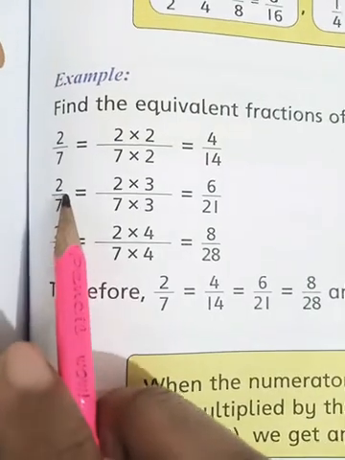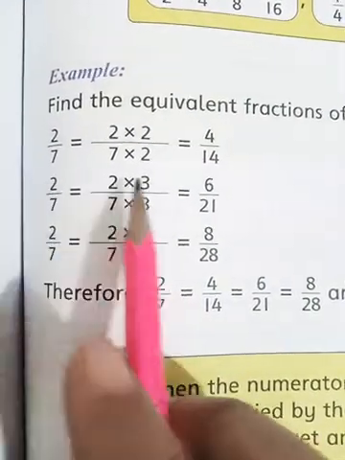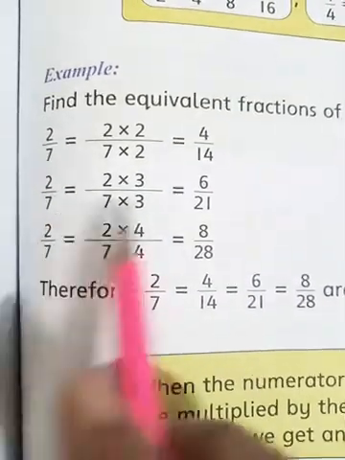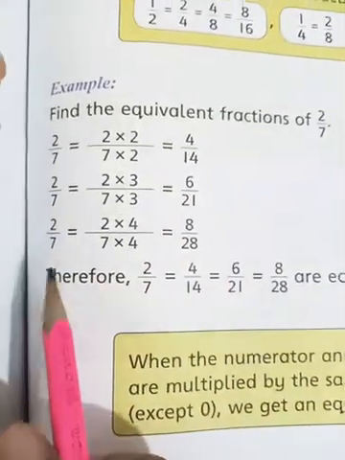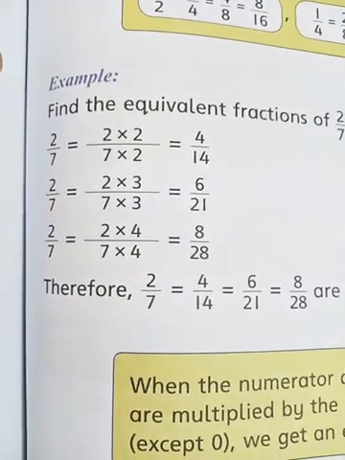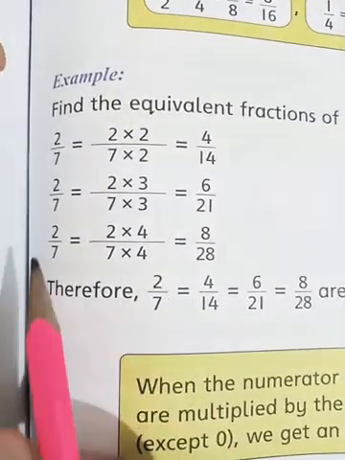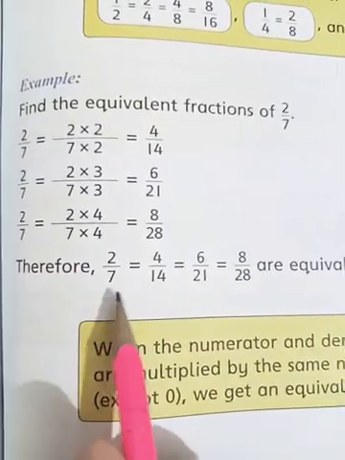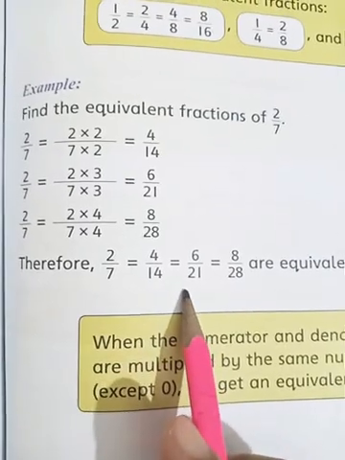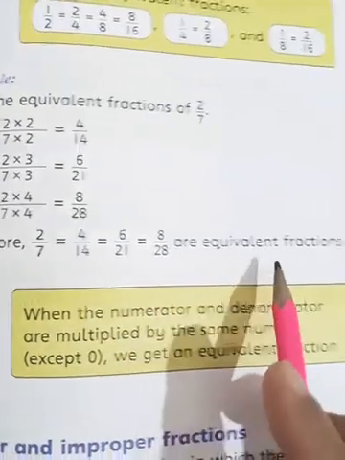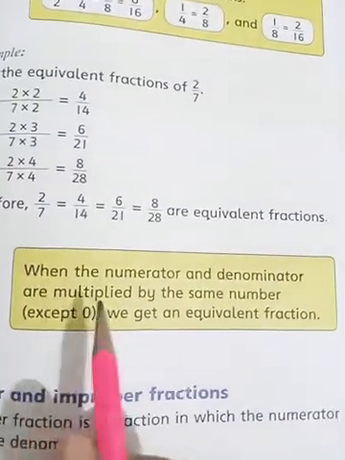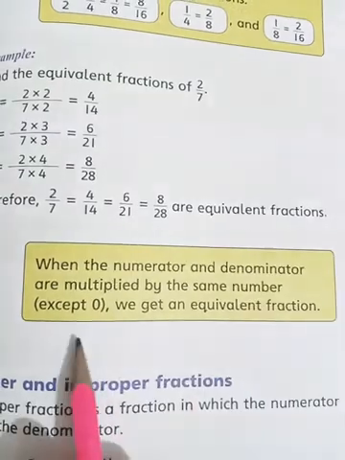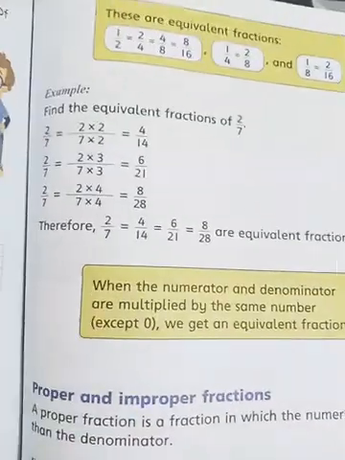Now at this time they have multiplied 2 and 7 with 3. 2 multiplied by 3 is 6 and 7 multiplied by 3 is 21. Again 2 upon 7 and 6 upon 21 are equivalent. Now at this time they have multiplied 2 and 7 with 4. 2 4s are 8, 7 4s are 28. Therefore 2 upon 7, 4 upon 14, 6 upon 21 and 8 upon 28 are equivalent fractions. When the numerator and denominator are multiplied by the same number except 0, we get an equivalent fraction.